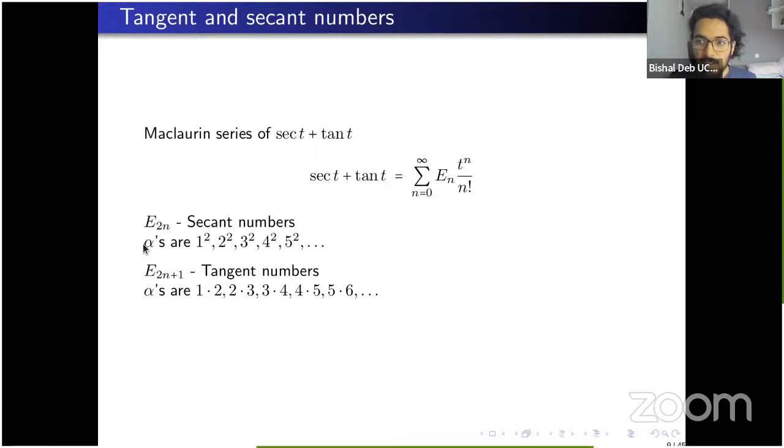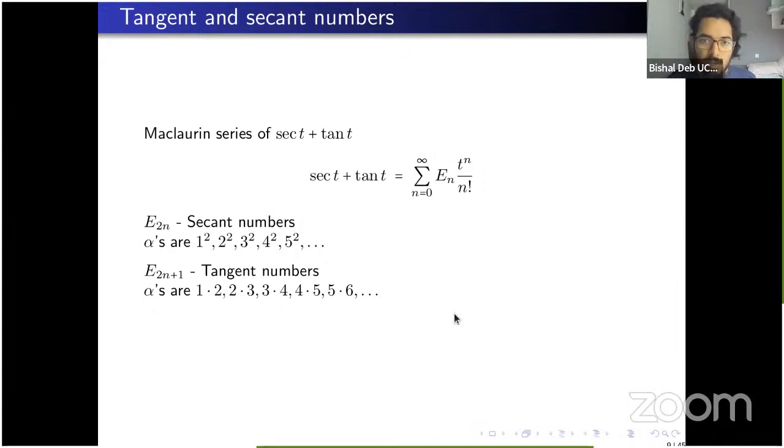The secant numbers are positive integers. They have been studied combinatorially since 1889, I think, when André published interpretations for secant and tangent numbers, which sort of started modern day algebraic and enumerative combinatorics. The secant numbers and tangent numbers have these alphas. For secant numbers it's 1 squared, 2 squared, 3 squared, 4 squared, 5 squared, and so on. For tangent numbers it's 1 times 2, 2 times 3, 3 times 4, 4 times 5, 5 times 6, and so on.